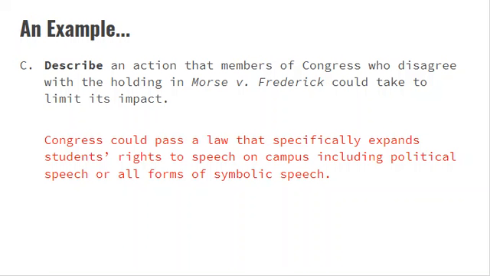C, describe an action that members of Congress who disagree with the ruling in Morse could take to limit the ruling's impact. How simple is this? Congress could pass a law that specifically expands students' rights to speech on campus, including political speech or all forms of symbolic speech. So what could Congress do if they disagreed with the Supreme Court's ruling? They could pass a law expanding students' right to free speech. That was pretty easy, right?